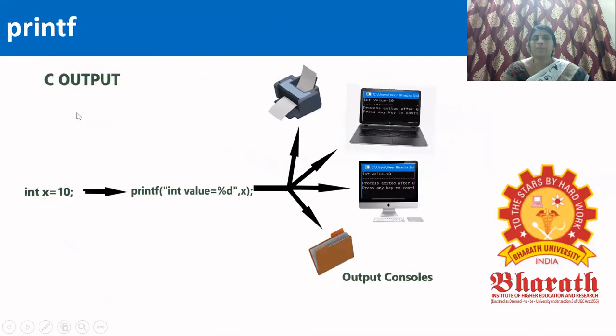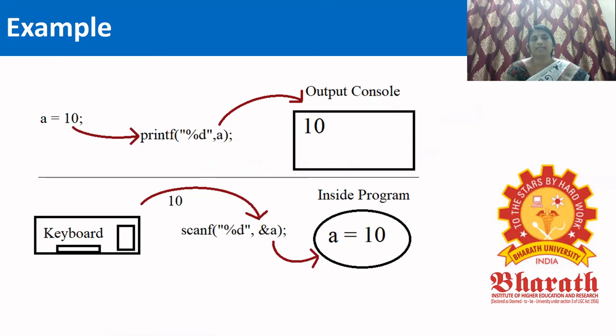Next is the printf statement, which is the C output, where we have already int x is equal to 10. If you say printf value %d, x, whatever value x has will be printed to the console, whatever output console you have connected. As an example, a is equal to 10. We say printf %d, a, and the 10 will be printed on the output console. And with scanf, say from the keyboard I press 10, it is inserted, then a is equal to 10.